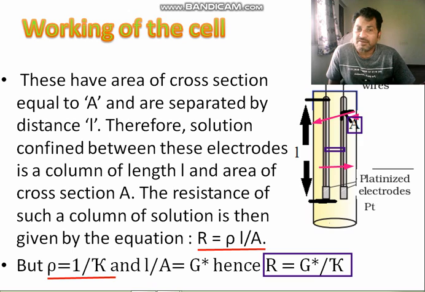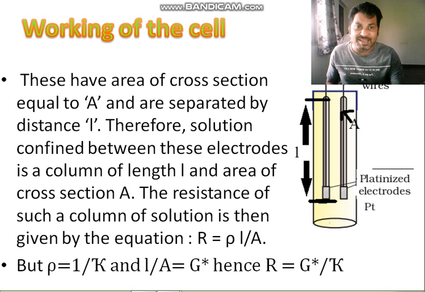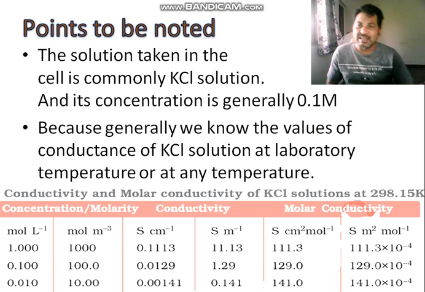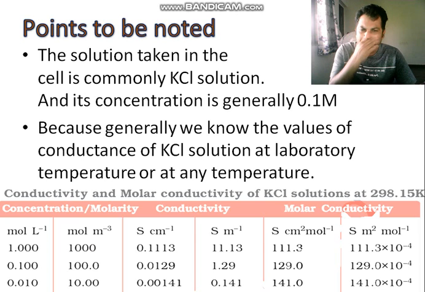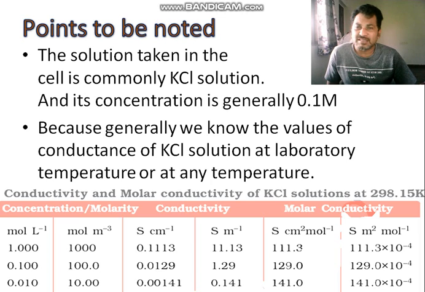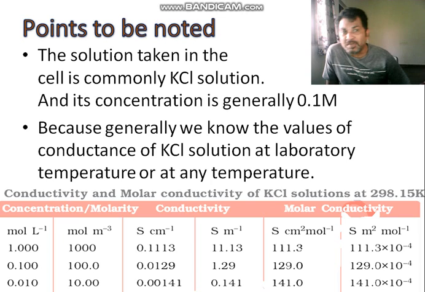So using this working of the cell we can determine the values of the cell constant, the conductivity, and the resistivity. But before that we have to find out the resistance, and that's why it is very important to discuss how we can determine the resistance. In the next topic we are entering into this point, how we can determine resistance. The conductance can be determined by this, and these points you have to remember. Which points are important here?